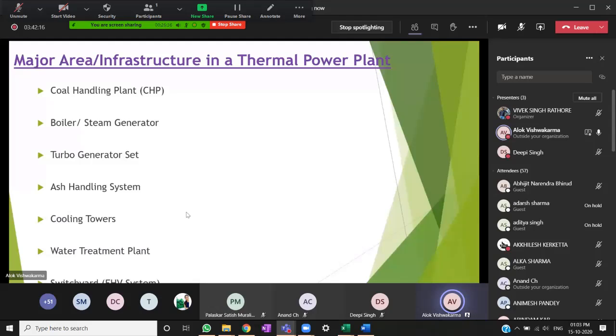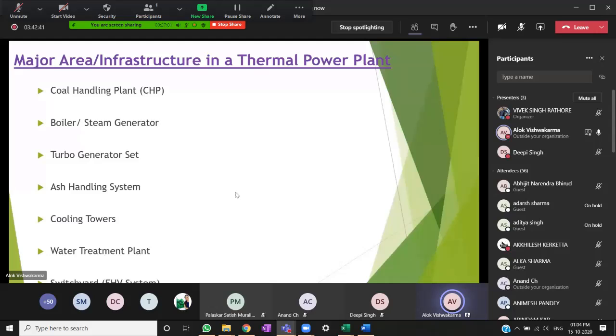Then what is the water treatment plant? Normally we treat the water which we get from either a river or some reservoirs before using it in the power plant. Water treatment has to be done, and this is done in our demineralized plant, we say DM plant. And DM water is used in various processes in the thermal power plant.